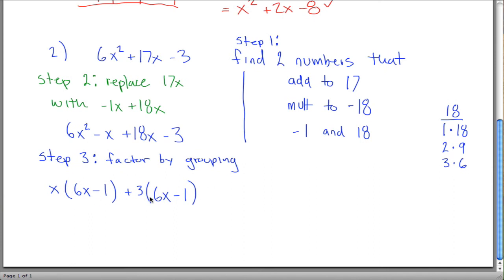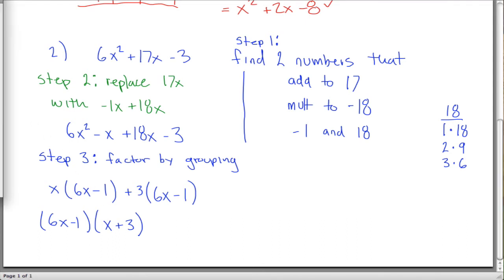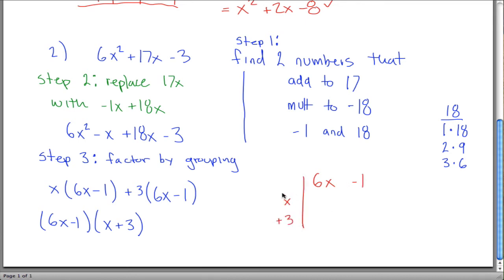And now what I have here are 2 terms, and each of these terms has a 6x minus 1 in it. So you can pull out that 6x minus 1 from both terms. 1 term, 2 terms, they both have a 6x minus 1 in them. So I factor out that 6x minus 1, and then what I'm left with is x plus 3. So I get my final answer is this thing, which it asked me to check. Sure, I can do that. 6x minus 1, x plus 3.